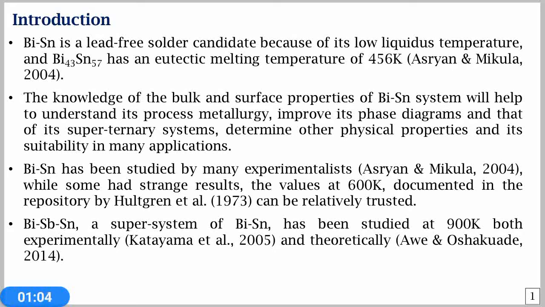We are aware that bismuth antimony tin, a supersystem of bismuth tin, has been studied both experimentally and theoretically at 900 Kelvin. The knowledge of the thermodynamics of bismuth antimony, bismuth tin, and antimony tin at 900 Kelvin will provide better understanding of the thermodynamics of bismuth antimony tin, and this has motivated this study to be carried out both at 600 Kelvin and 900 Kelvin.